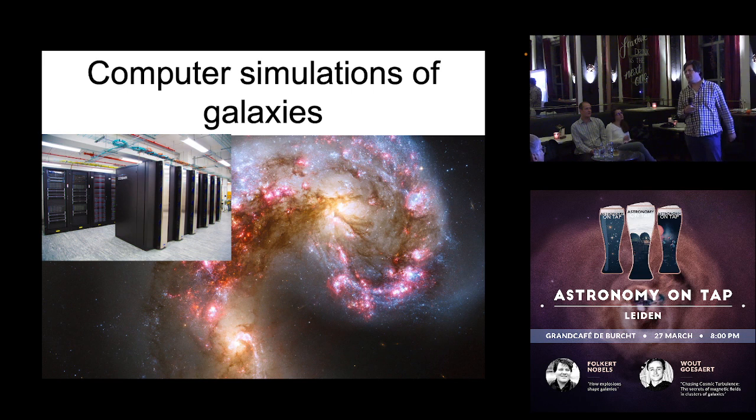So a supercomputer is basically an agglomeration of thousands of personal computers that gives you a lot of calculation power to do very big calculations and simulations to understand how galaxies form. And compared to just observing the universe, you can actually see how galaxies evolve in time. So a simulation, what is that?